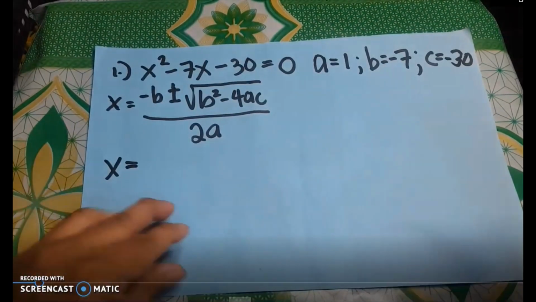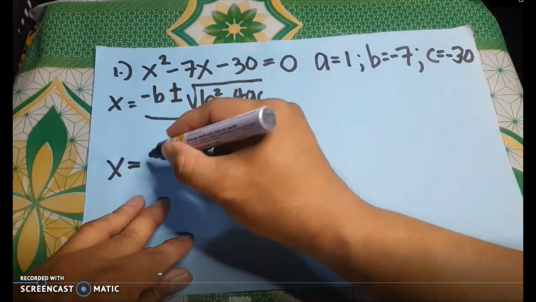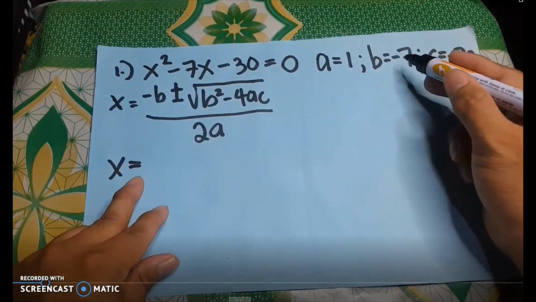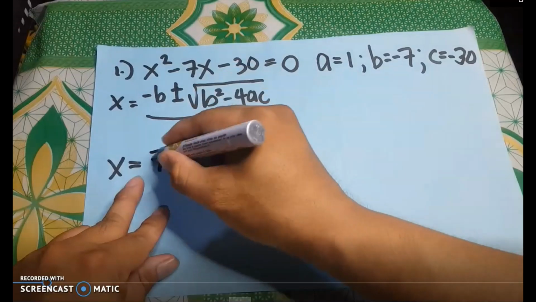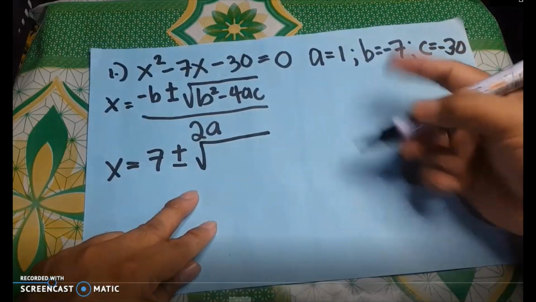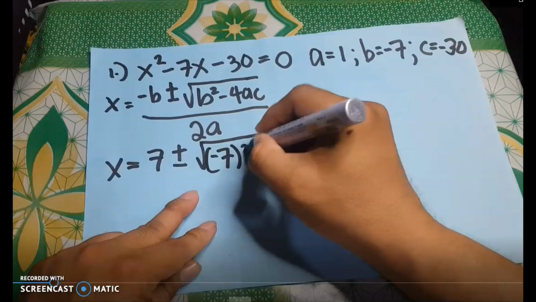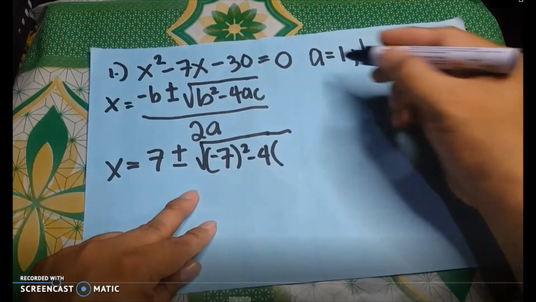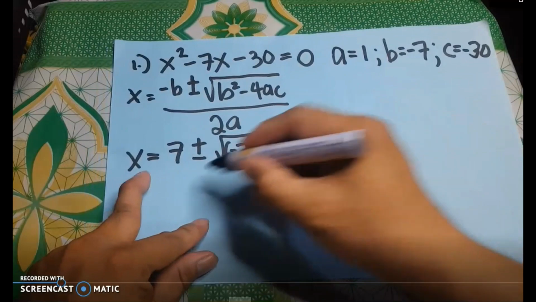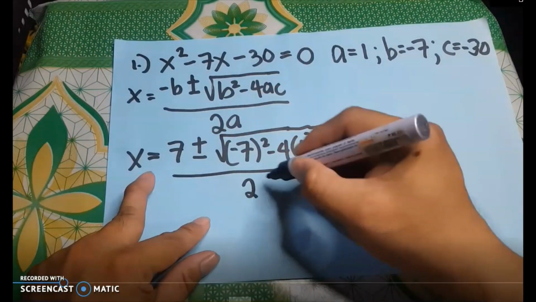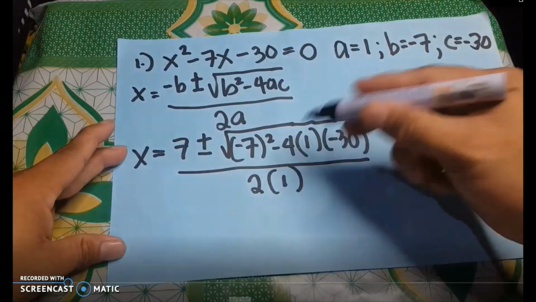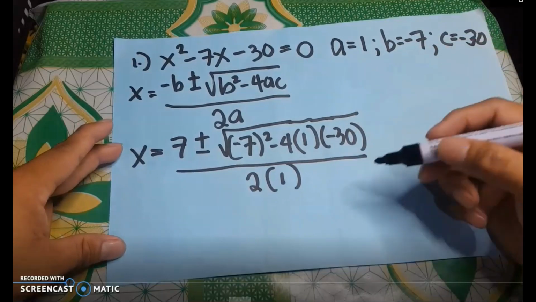So after substituting it, we are going to isolate that given equation. So negative of b, since your b is negative 7, so negative of negative 7 is positive 7. Then plus or minus the square root of b squared, that is negative 7 squared, minus 4 times the value of a, which is 1, times c, which is negative 30. Then all over 2 times a, which is 2 times 1. And from there, simplify natin what is inside first of the square root sign in the quadratic formula.